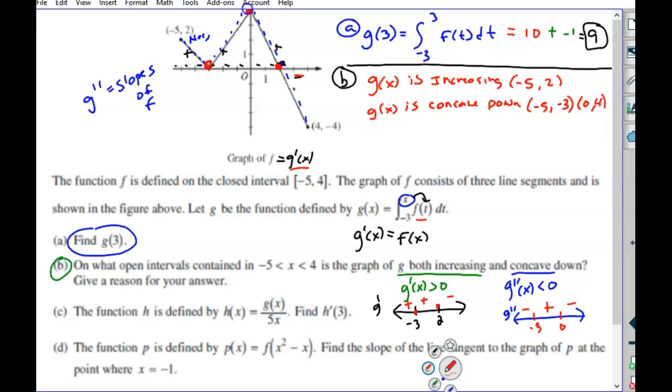Well, I still didn't answer the question, right? The question is, when are they both? So when do they overlap? Well, they go from negative 5 to negative 3. And then I go from 0 all the way to 2. So this is when g of x is both increasing and concave down.